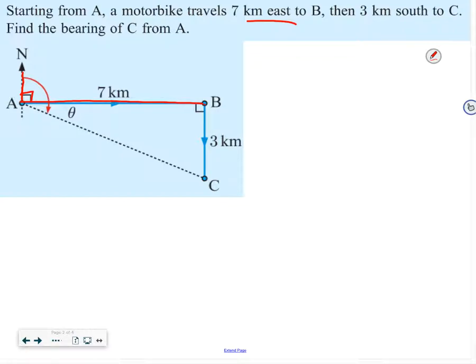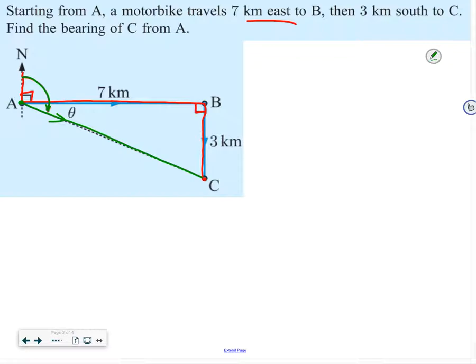At some point we stop after 7 kilometers and we head due south. South is straight down the page, and that is going to form a 90 degree angle. Okay, and we're at C. And we want to find the bearing of C from A. So if somebody started at the original point and wanted to come to us at the end, what bearing would they have to take? So what is this angle here?